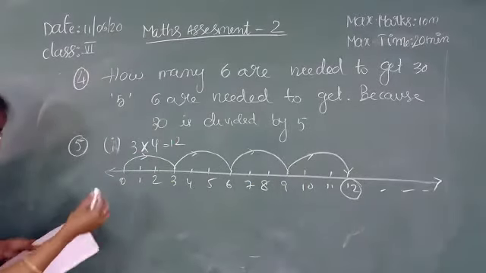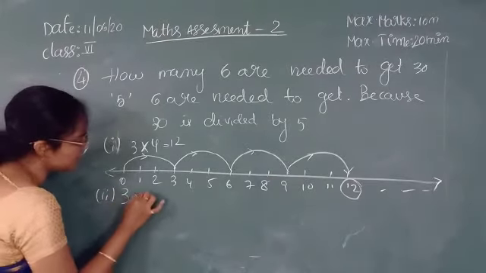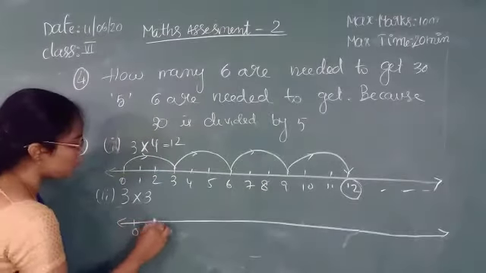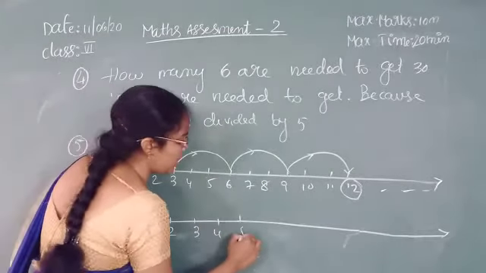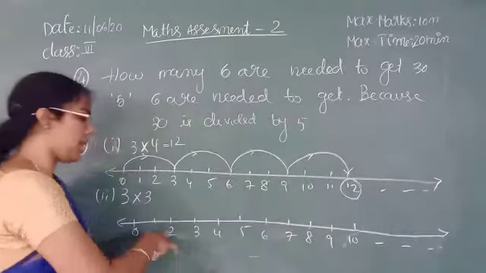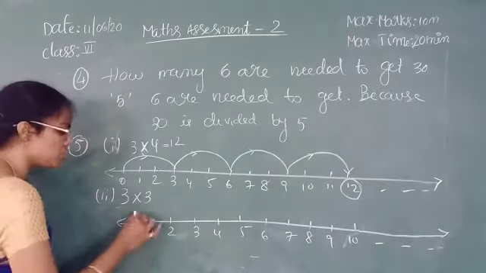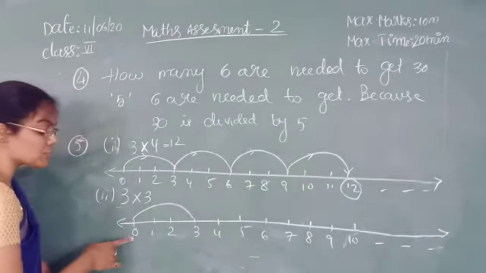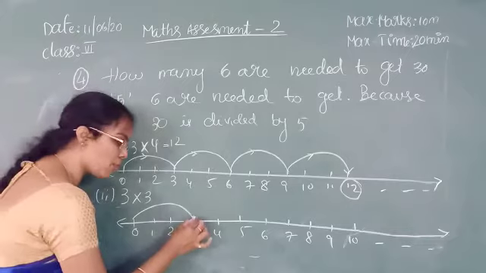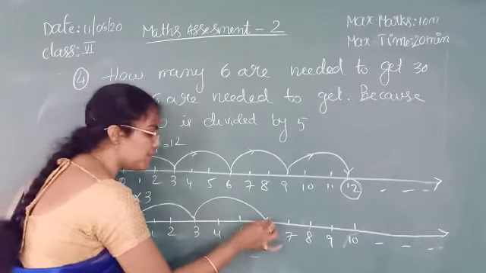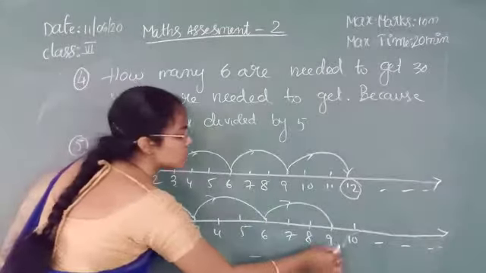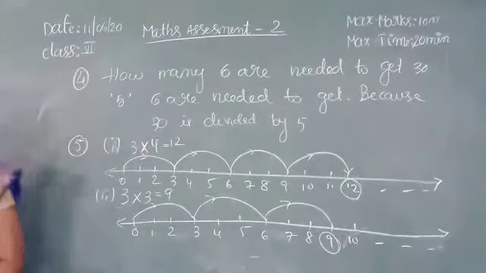And the second number line is 3 into 3. Again we draw the number line: 0, 1, 2, 3, 4, 5, 6, 7, 8, 9, 10, and so on. We take 3 three times. From 0 to 3 is one time. 0 is compulsory in whole numbers; on the number line we start from 0. Where we stop, there we start again. Again another 3, another 3. So the answer is 9. 3 threes are 9.